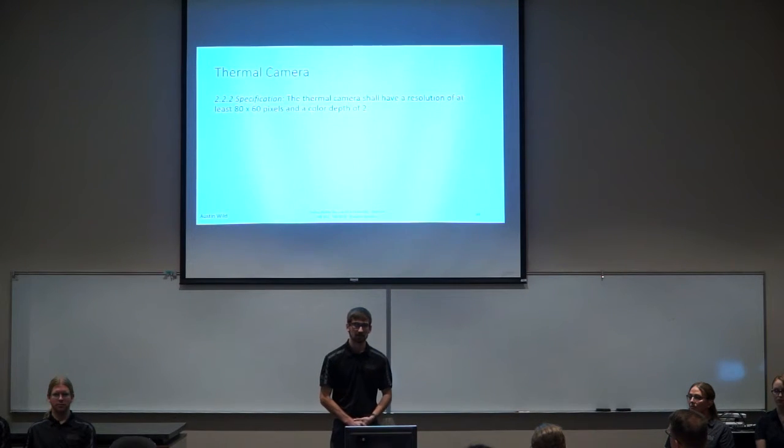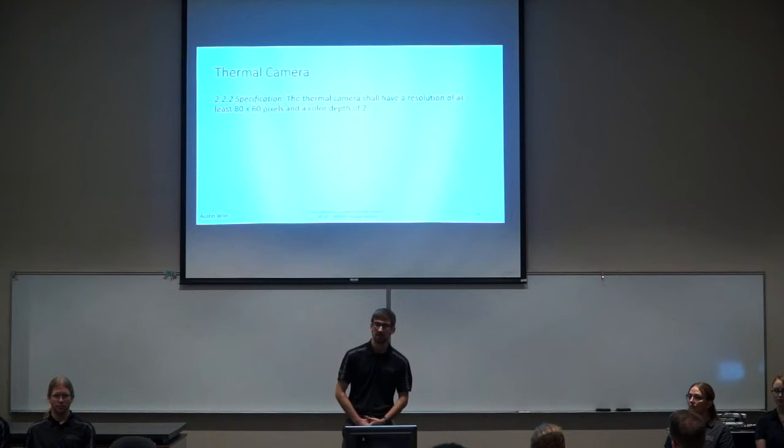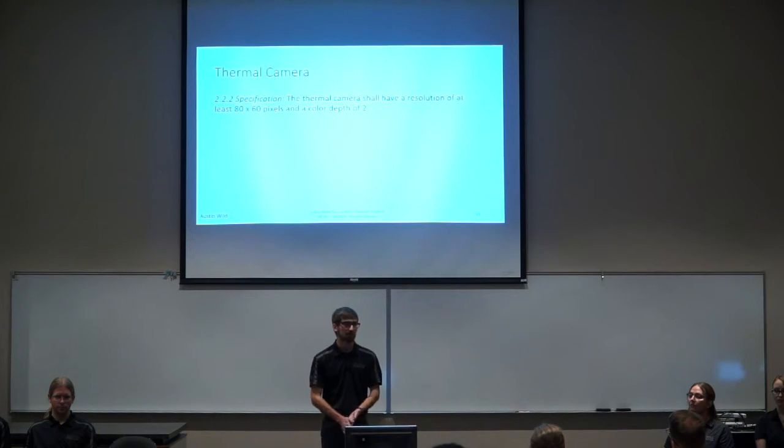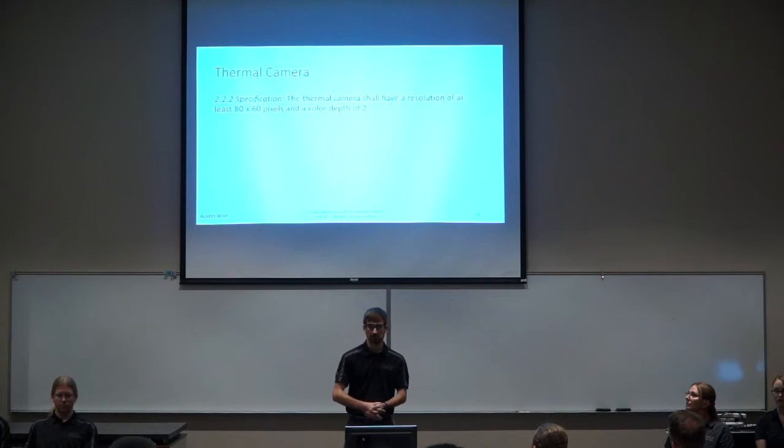The next specification for our thermal camera is that it shall have a resolution of at least 80 by 60 pixels and a color depth of 2. What a color depth of 2 means is that the camera can see 4 colors, as there is an implied 2 raised to the 2 power there.